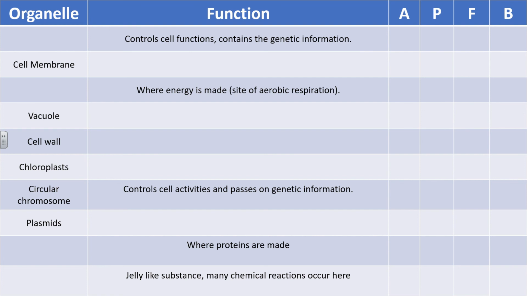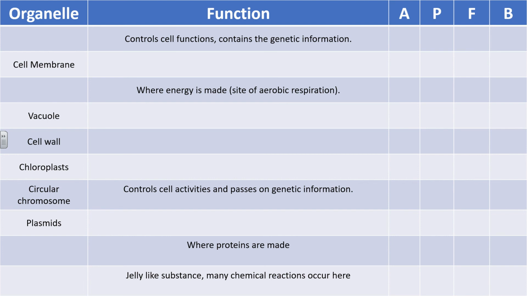The cell wall is found in plant, fungal, and bacterial cells. It supports and strengthens the cells. In plant cells, the cell wall is made from cellulose. Chloroplasts are found in plant cells. They are disc-shaped structures in the cytoplasm. It is the location of photosynthesis.